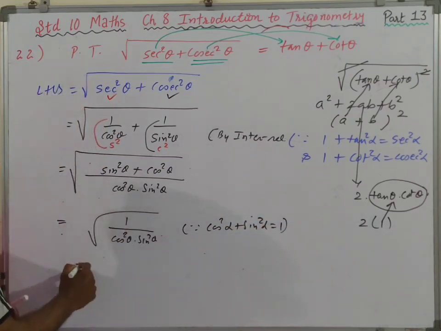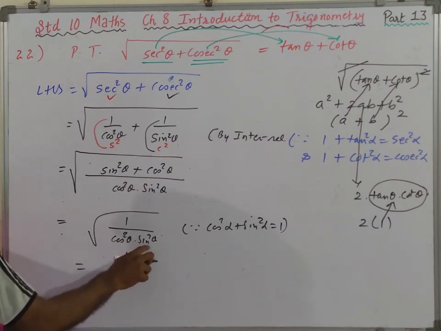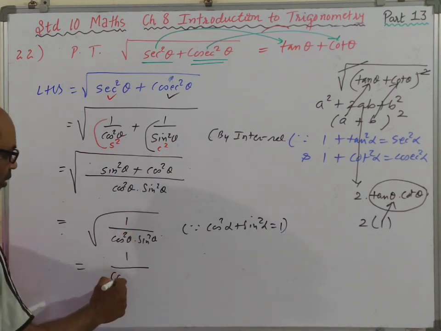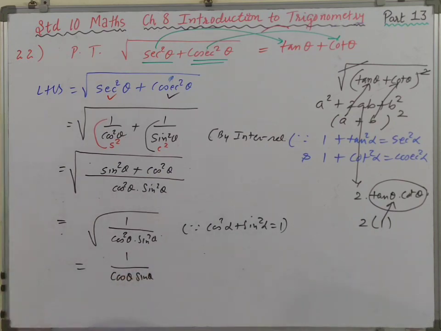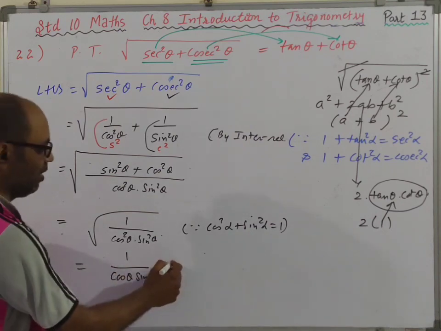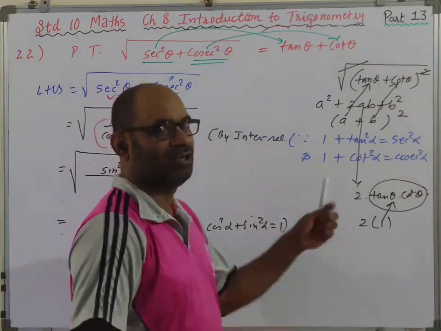Yes, 1 is a perfect square, so it comes out of the square root. Cos square and sin square are also perfect squares, so they come out of the square root. Cos theta into sin theta. That's it. We cannot do anything beyond this. This is result 1, and this you will get very easily.